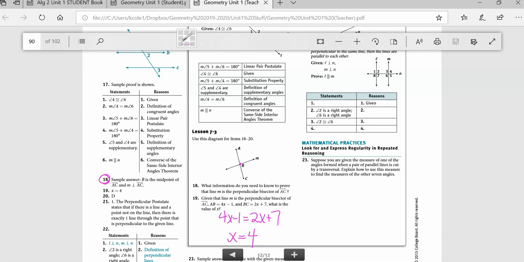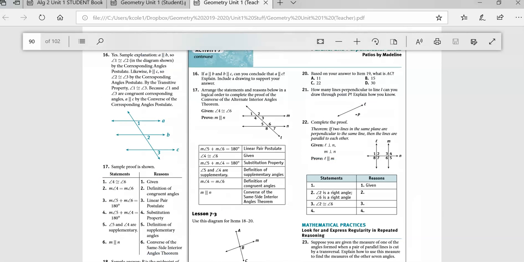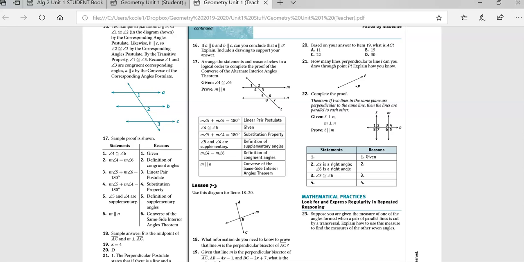Okay, let me go back up to the top of this page. At the top of the page, number 20, it says based on your answer to item 19, what is AC? So that would be the entire thing. We got that a piece of it is 4, so the entire thing is 30.